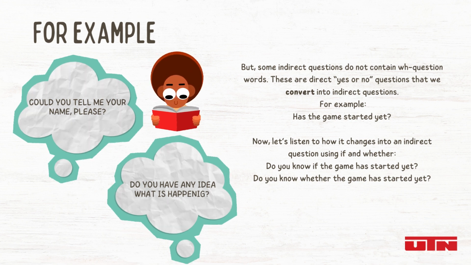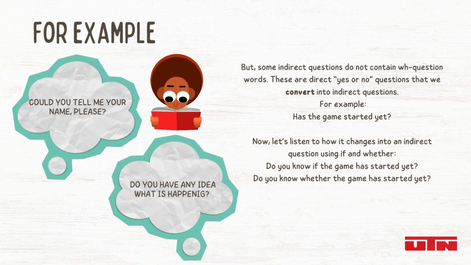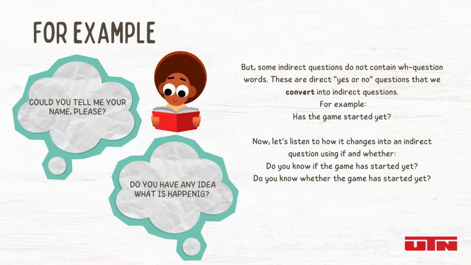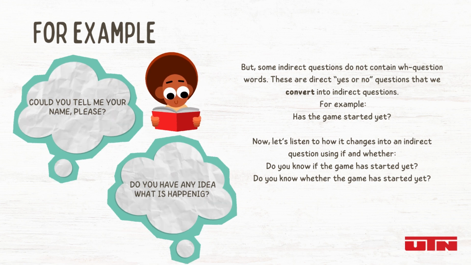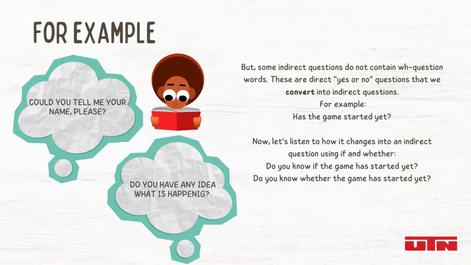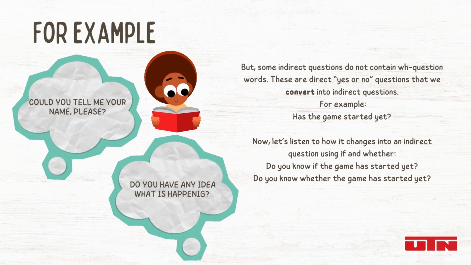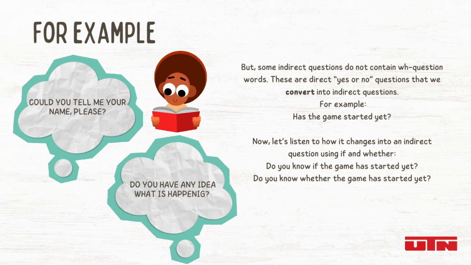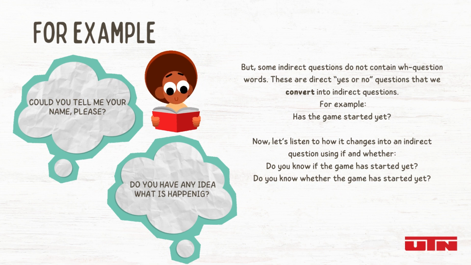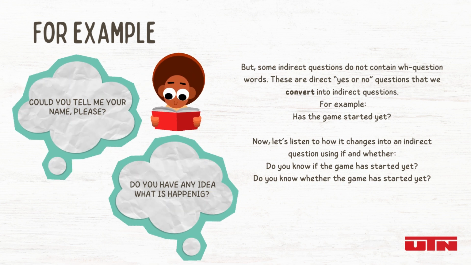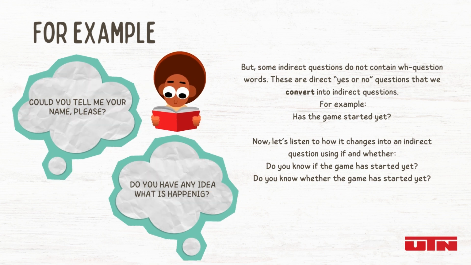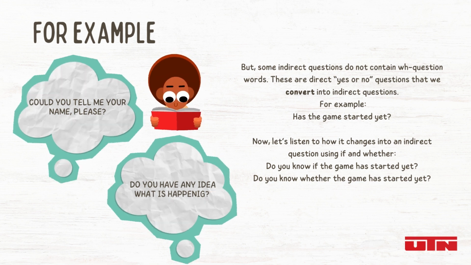Some indirect questions do not contain a WH question word. These are direct yes or no questions that we convert into indirect questions. For example, has the game started yet? Let's listen to how it changes into an indirect question using if and whether. Do you know if the game has started yet? Do you know whether the game has started yet?